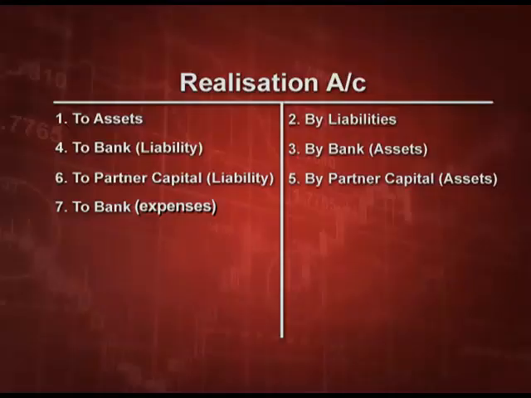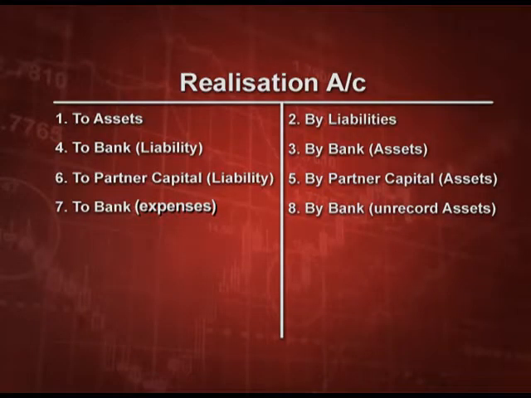If there is any unrecorded asset which is realized, unrecorded asset means it is not existing in the balance sheet, but still you are getting some money, so it's a complete gain for you, it comes on the credit side of the realization account, that is bank account debit to realization account. Similarly, if any unrecorded liability is paid, it's an expense, so you have to show it on the debit side, that is realization account debit to bank account.